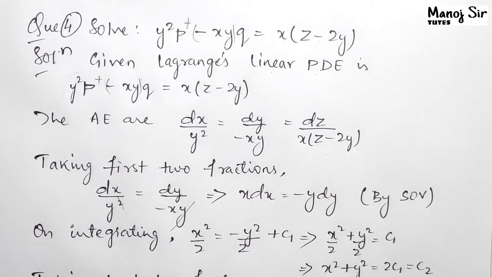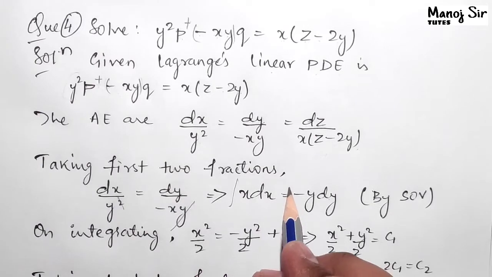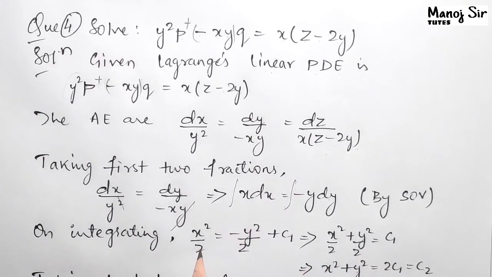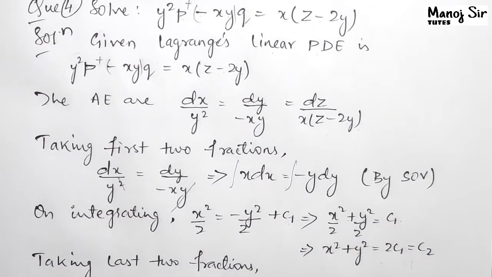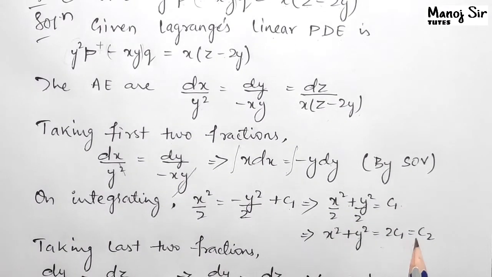Okay, so on integration, we'll get this as x square upon 2 equals to minus of y square upon 2 plus c1. What is c1? That is the integration constant. Now taking this term to the left hand side, this will become x square upon 2 plus y square upon 2 equal to c1. Now take LCM and take this 2 to the right hand side. What you will get is x square plus y square equals to twice of c1, which is equal to c2. Since this 2c1 is a constant, we can use another constant, that is c2.